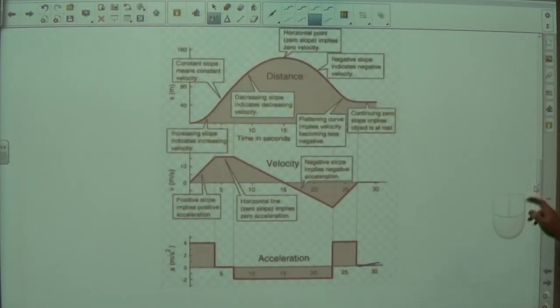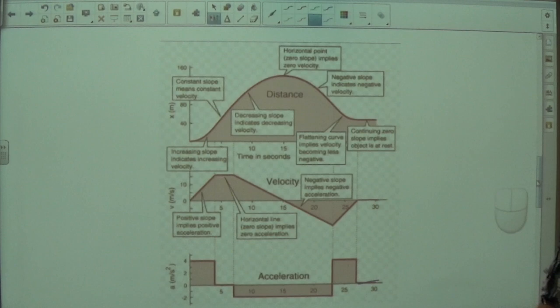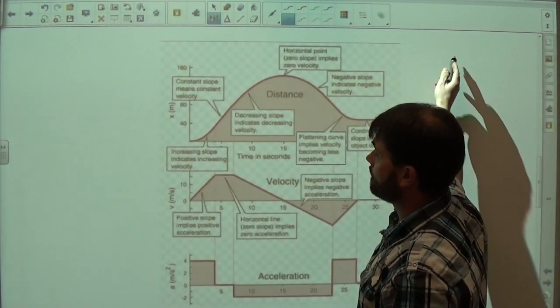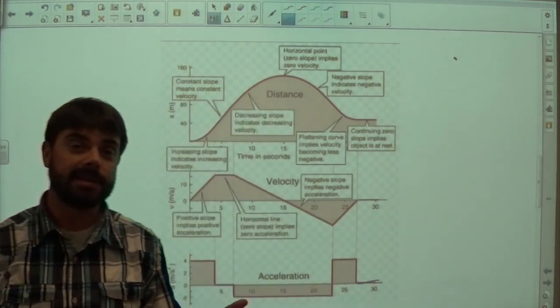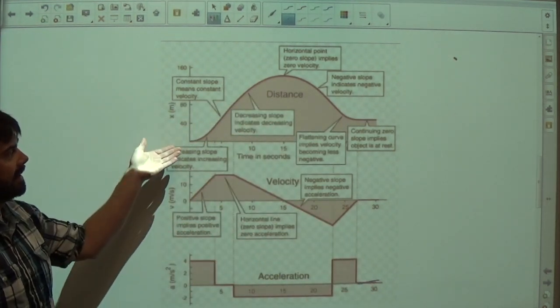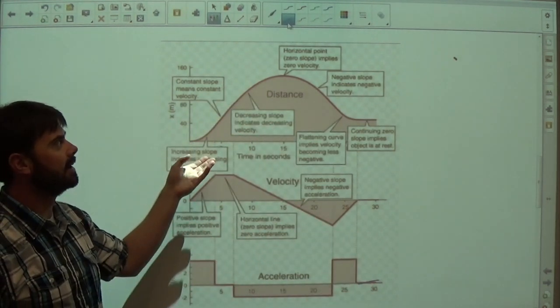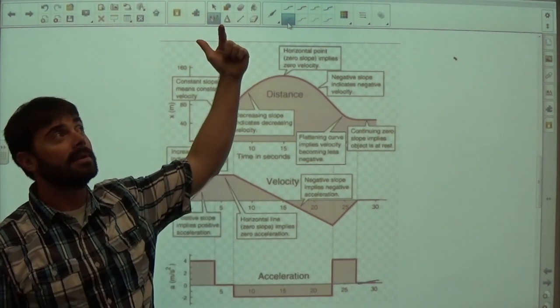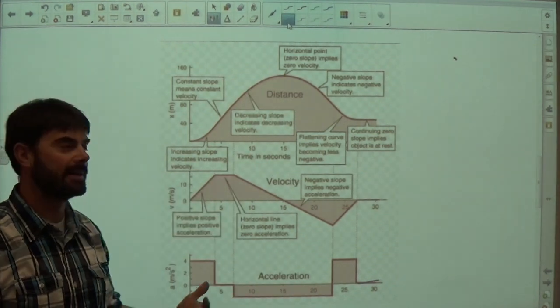So here's an example of distance, velocity, and acceleration time graphs all plotted out for this. Again, these are all the same item. I don't know what would be a good example. This might be someone tossing an object into the air, letting it float up, come to a stop, and then fall back down.